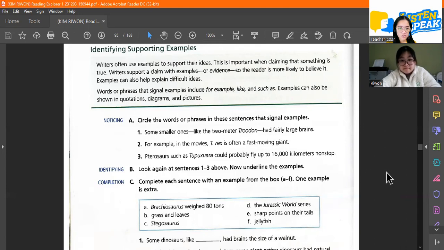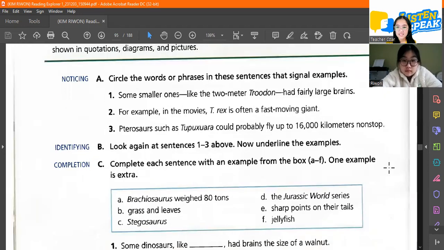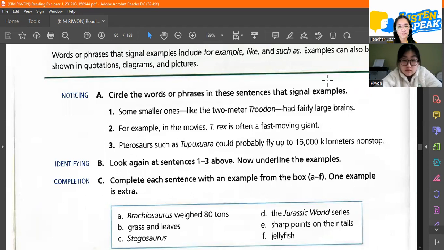So let's try to have this one. Circle the words or phrases in these sentences that signal an example.